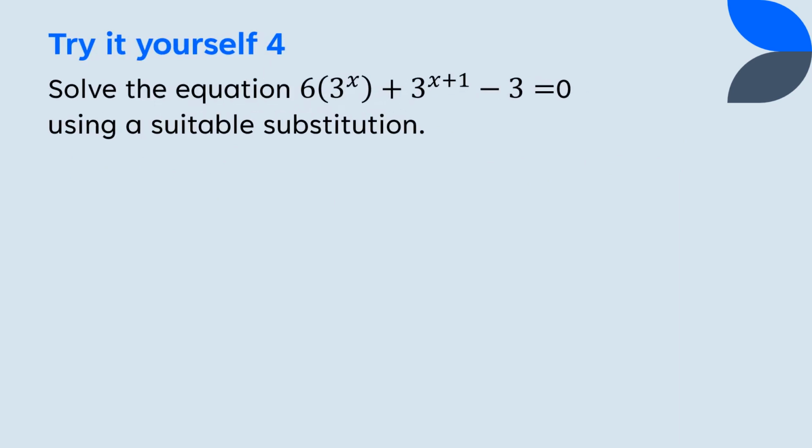This is another question you can try on your own. For this, if you recall these rules, you just break it up into 3 to the power of x times 3 to the power 1, and then you can substitute 3 to the power of x with a letter b, or any other letter that you find suitable.